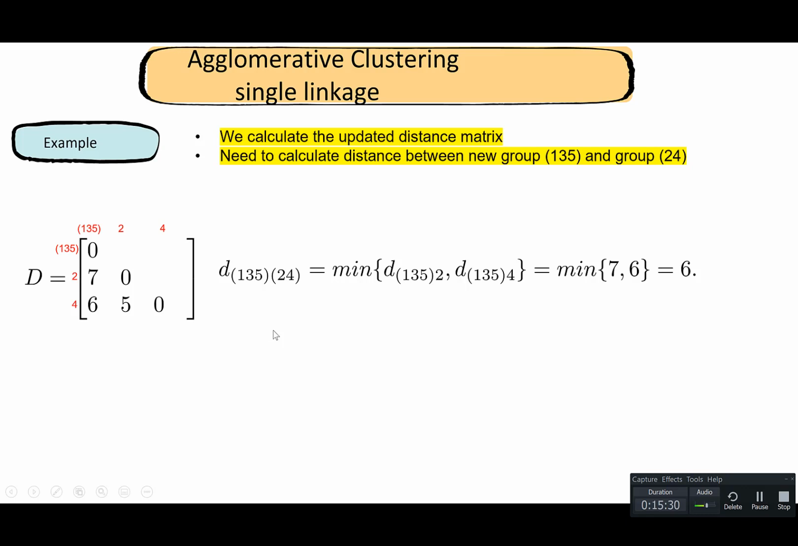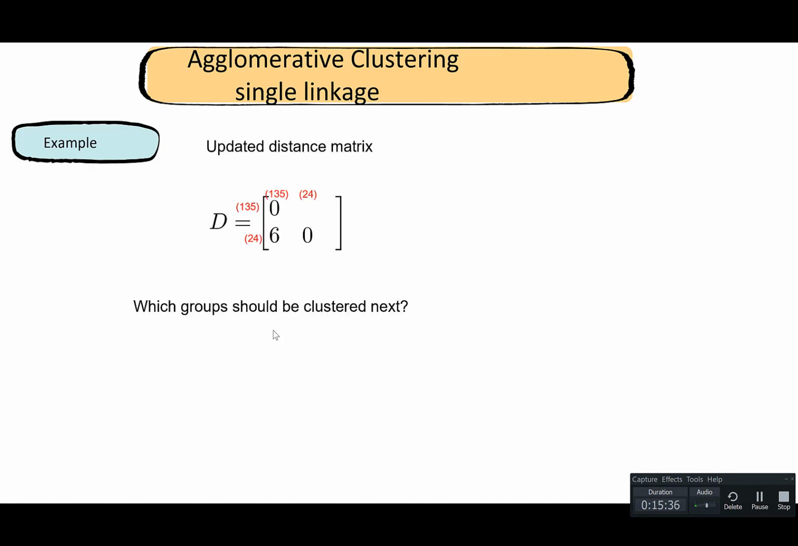Okay, so we have calculated distances between all the groups. This is the updated distance matrix. So we have 2 groups, right? The distance between the 2 groups is 6. Which group should be clustered next? This is pretty obvious. We have only 2 groups remaining, so we cluster them, and then finally once we cluster 1, 3 and 5 and 2 and 4, we get all of the elements in a single cluster, and this is the end of the algorithm.